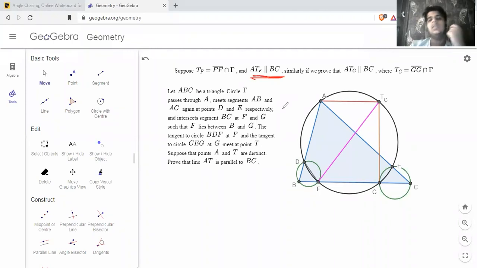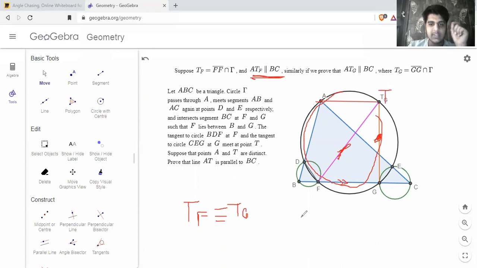Okay. So we got that ATF is also parallel to BC and ATG is also parallel to BC. Note that if you construct a line parallel to BC and passing through A, there will be exactly one point at which it intersects the circle. So which means TF is the same point as TG, right? So the tangent at F meets the tangent at G at this circle gamma. We call that point capital T, and we showed that this point is such that AT is parallel to BC. Okay, I hope this is clear.